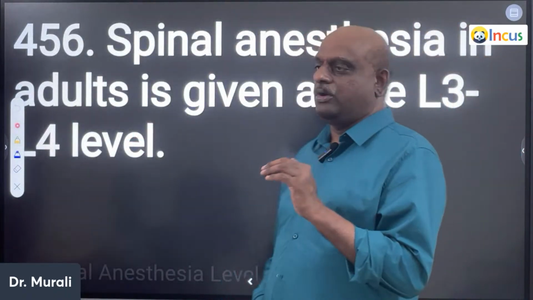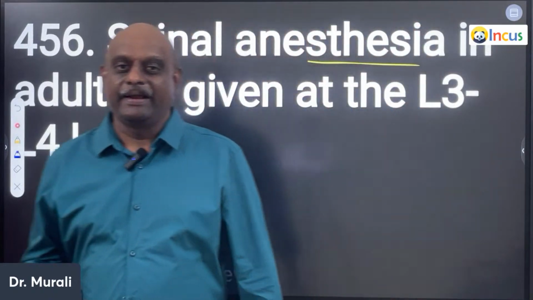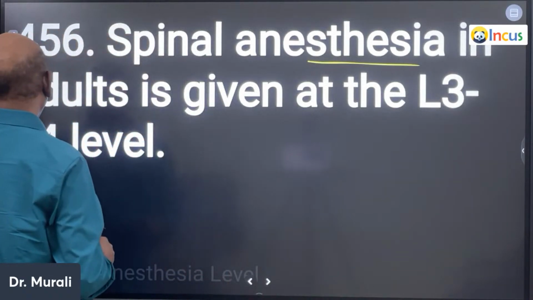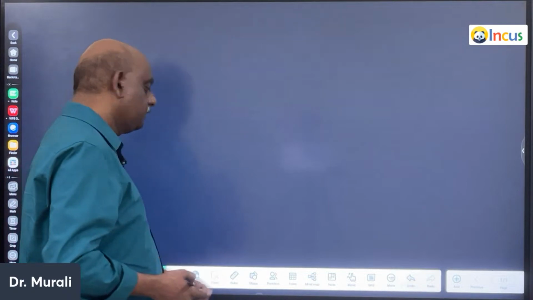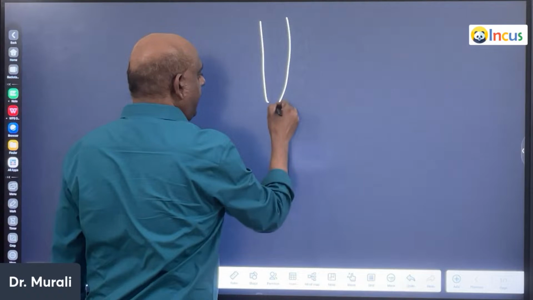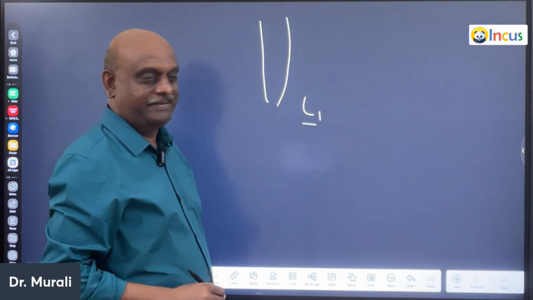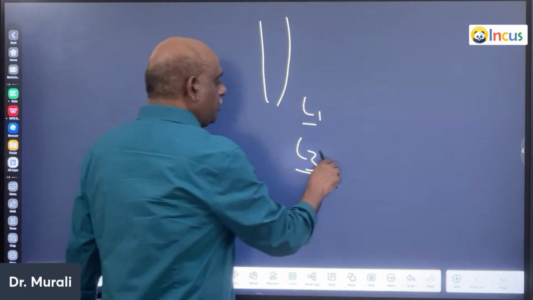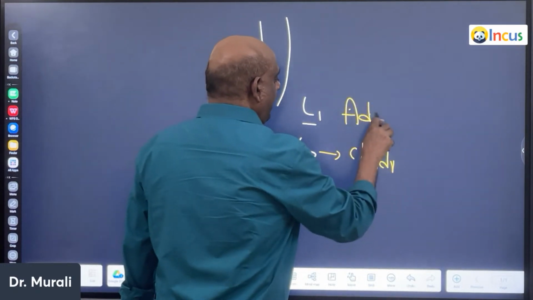Now what is the level of the spinal anesthesia in adults? At what level can you give? So in adults, where does it end, doctor? So you should know where the spinal cord ends in case of children and also in adults. So it is L1 at which in adults the spinal cord will be ending. And in the case of children, it is L3 at which the spinal cord is ending. So L3 in case of the children and L1 in the case of the adults.